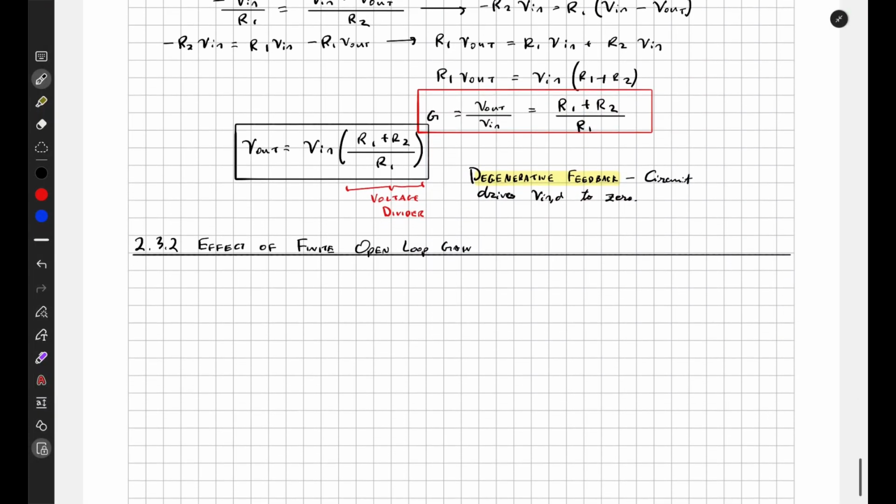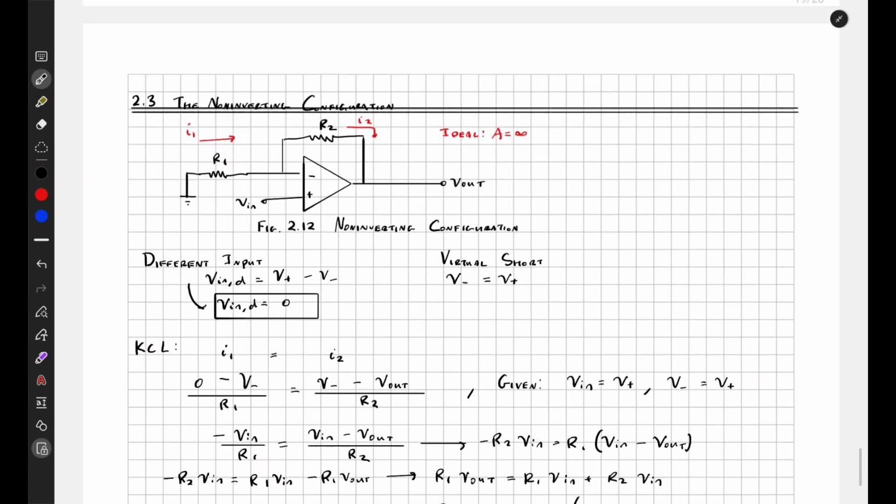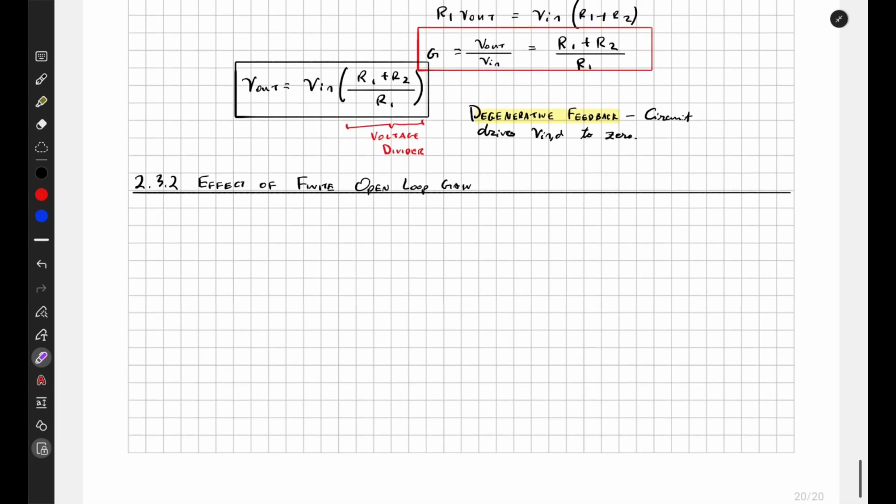The problem is that previously we have assumed it was an ideal op-amp where the open loop gain was equal to infinity, but in reality the open loop gain is more like 10 to the third or 10 to the fourth or 10 to the fifth. It is still a big number, but it is not infinity. So if it's not infinity, then the open loop gain in reality is finite.